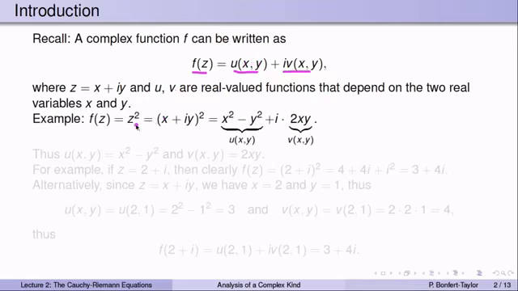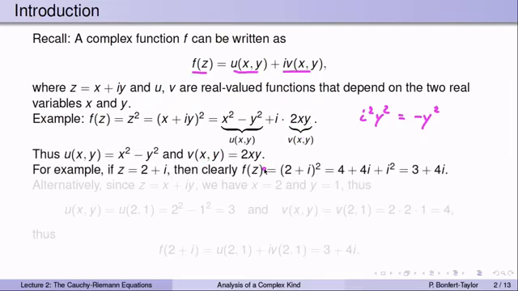Suppose f of z is the function z squared. With z being x plus iy, that becomes x plus iy quantity squared. If I multiply through, this is x squared plus 2xiy plus i squared y squared. But i squared y squared is minus y squared, and so it's purely real. If I collect all the real terms, I get x squared minus y squared, so that's my u of xy. If I collect all the purely imaginary terms, I get 2xy, which is v of xy. And so my function u of xy would be x squared minus y squared, and v of xy would be 2xy.